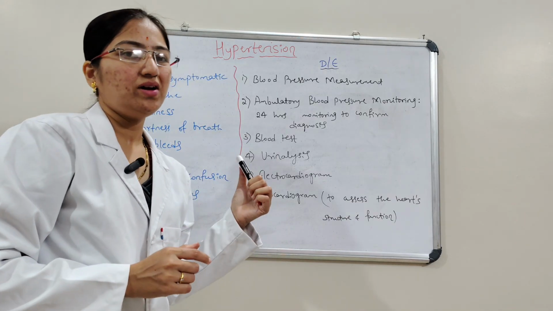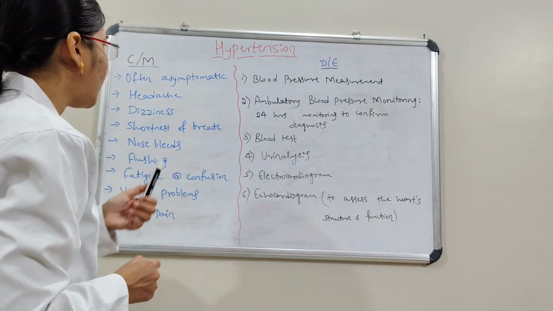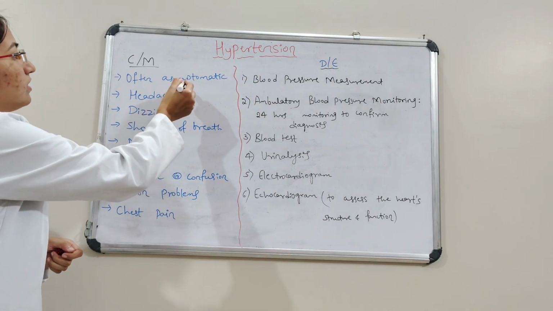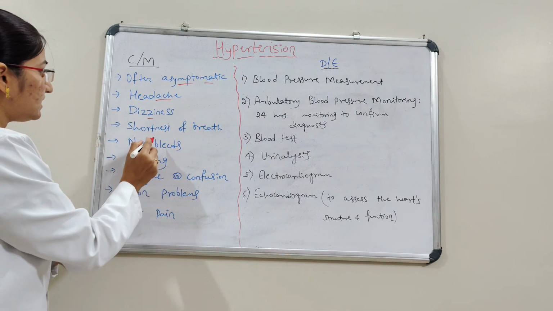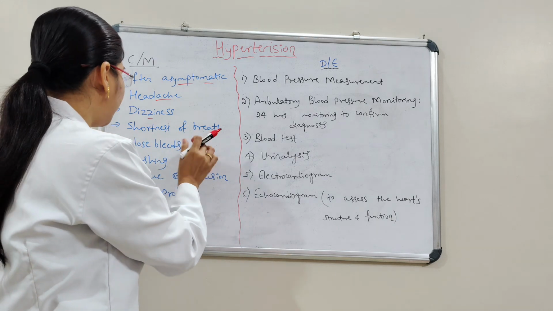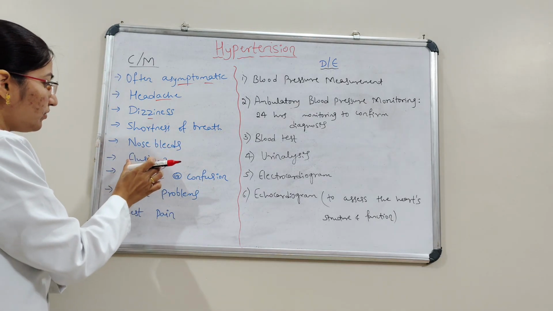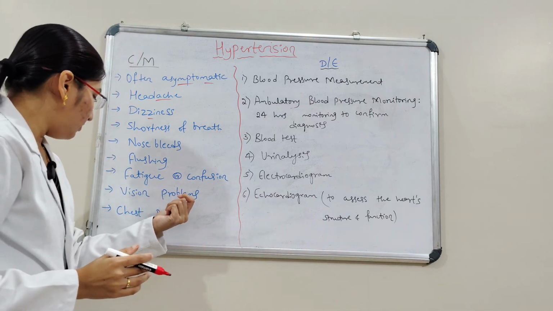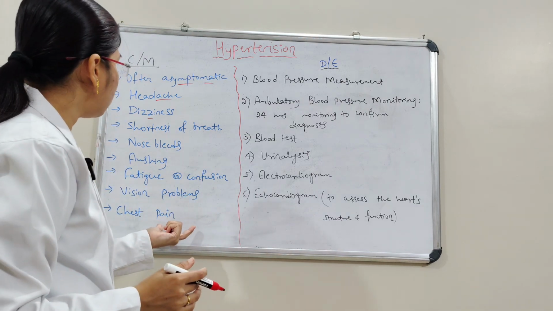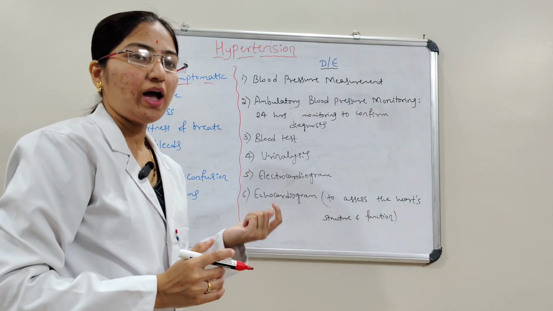Next we will see the clinical manifestations of hypertension. Here it is often asymptomatic, a silent killer, and then headache, dizziness, also shortness of breath, nose bleeding we can see, flushing, fatigue or confusion will be there, and then vision problems, after that chest pain. These are the clinical manifestations of hypertension.